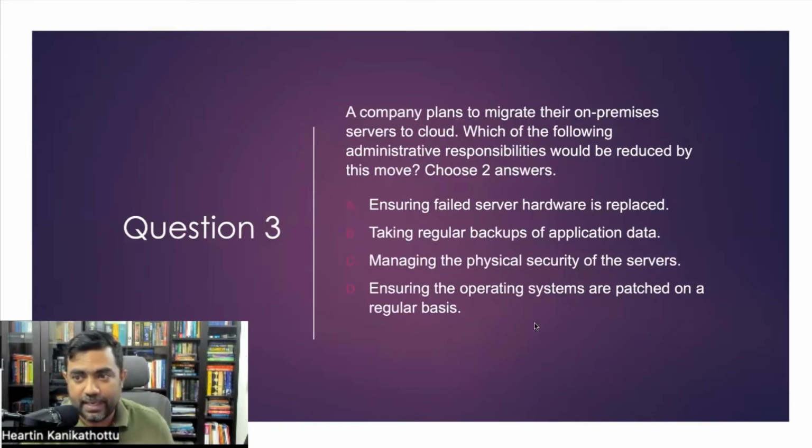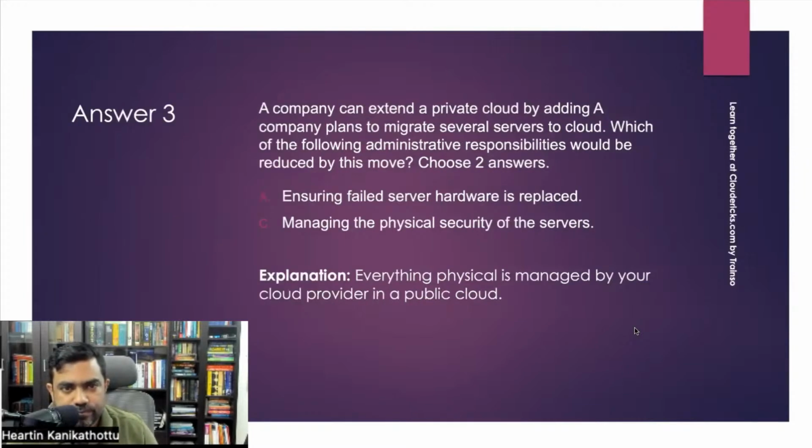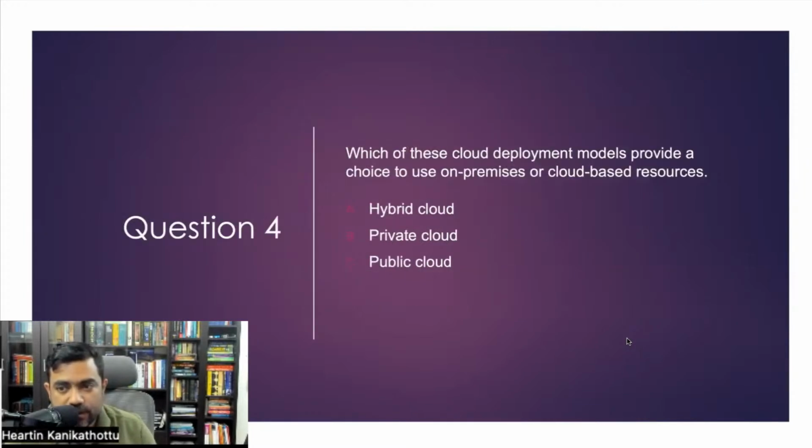A company plans to migrate their on-premises servers to cloud. Which of the following administrative responsibilities would be reduced by this move? Quickly try to answer. There are 2 answers, A and C: ensuring a failed server hardware is replaced, and managing physical security. Anything physical, anything hardware, it is all abstracted away in cloud. Which of these cloud deployment models provide a choice to use on-premises or cloud-based services? It's very easy, right? Hybrid.